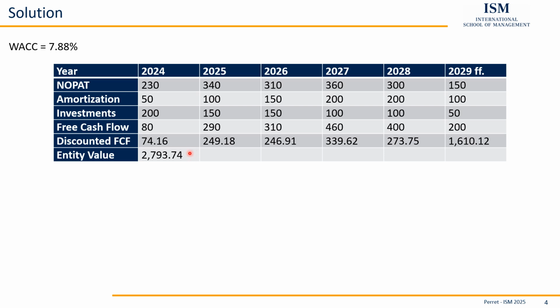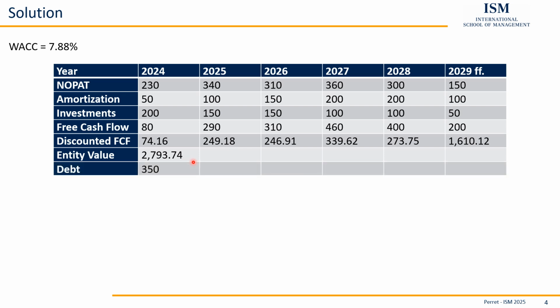However, this entity value is not owned by us alone, because it's also owned by the holders of our debt. So we have to consider the debt position here of 350, subtract this from our entity value, and only then will we get our equity value. So that's what the company is worth to the equity holders.